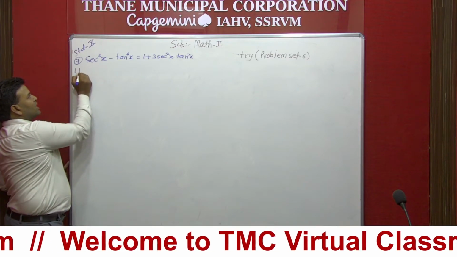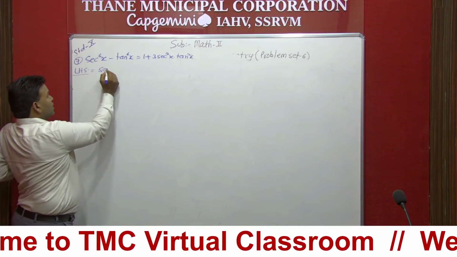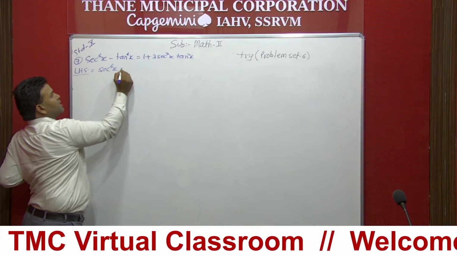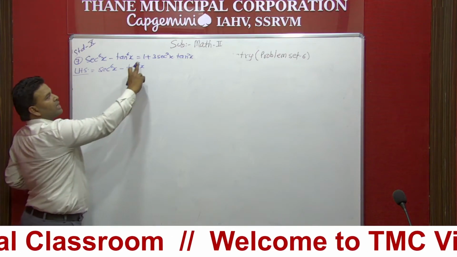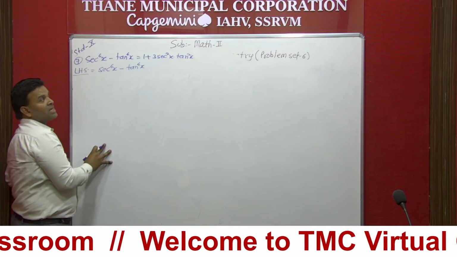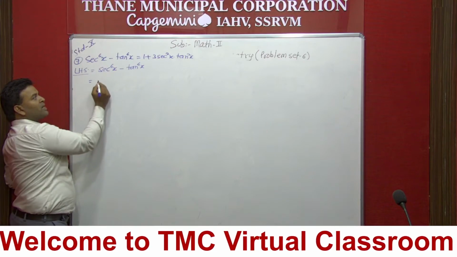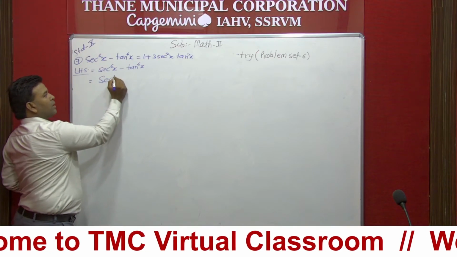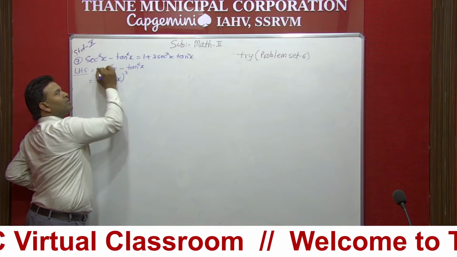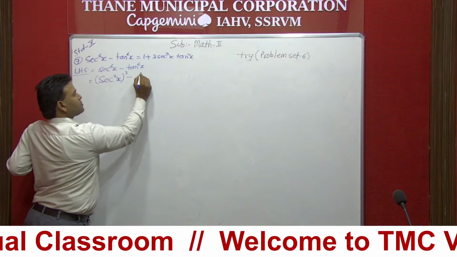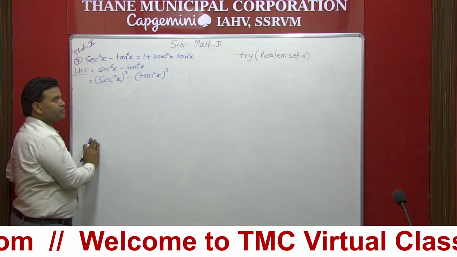Okay, let's start with the left hand side. Left hand side is equal to sec power 6x minus tan power 6x. This is our left hand side, and we are supposed to find out 1 plus 3 sec square x into tan square x. Let's begin. This one can be written as sec power 2x the whole cube. Once these two get multiplied, we will get the same step, minus tan square x the whole cube.